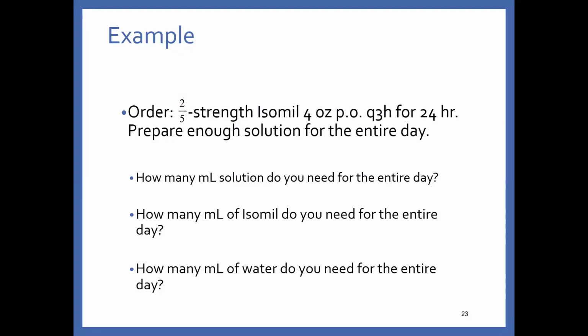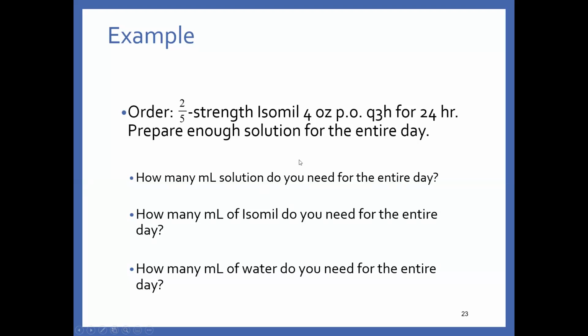For this example, we are to create an order of 2/5 strength isomil, 4 ounces for oral, so that's the PO, per os in the Latin, every 3 hours for 24 hours. We are to prepare enough solution for the entire day. My first question is, how many milliliters of solution do I need for the entire day?